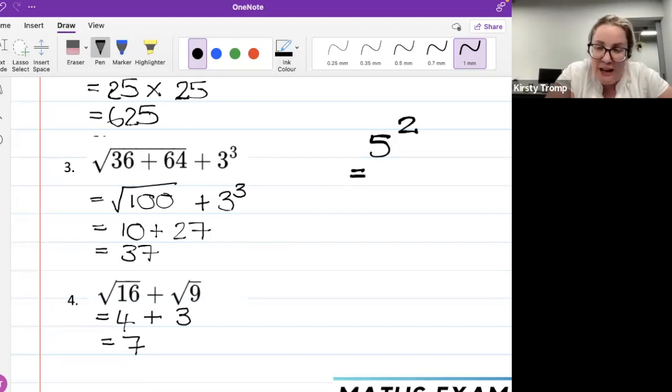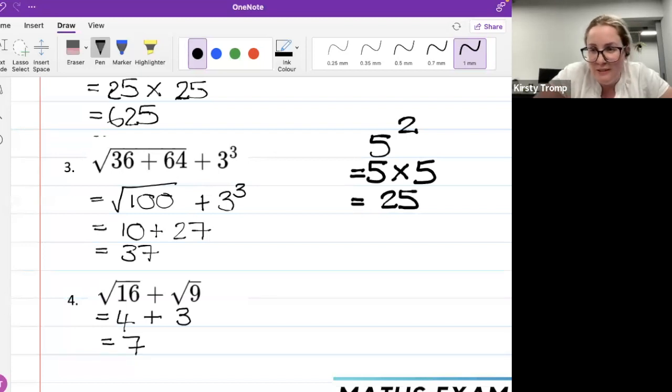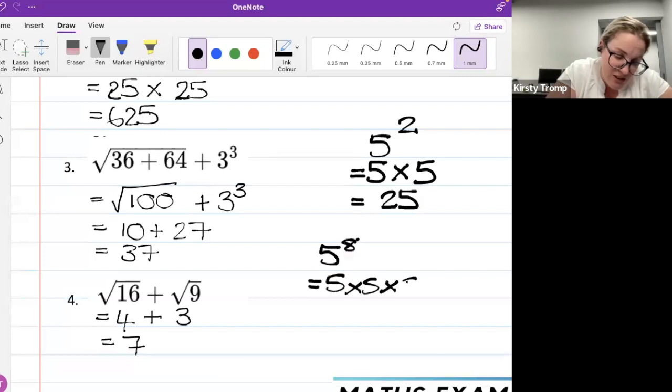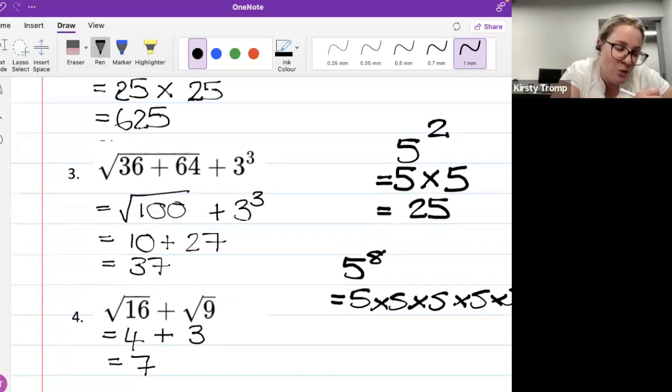5 to the power of 2 means I want to see 5 times by 5. That's what 5 to the power of 2 actually means. It means I want to see 5 twice, okay? Yes, ma'am. So 5 times 5, what's it going to give me? It's going to give me 25. So 5 to the power of 8 is 5 times 5 times 5 until you get to 5 eight times. That's it. 1, 2, 3, 4, 5, 6, 7, 8, all the way there. Does that make sense?